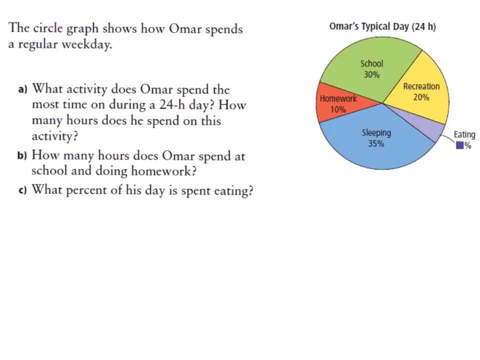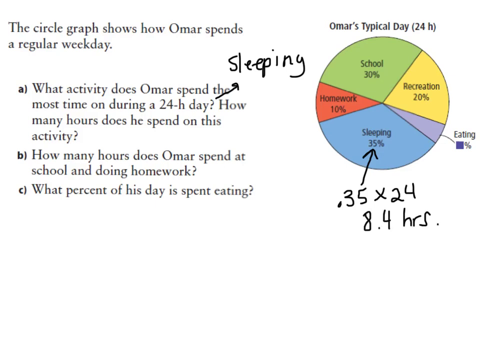Okay, now let's take a look at another circle graph. This is Omar's typical day on a 24-hour day. What activity does Omar spend the most time on during a 24-hour day? Well, looking at the circle graph, it looks like he spends most of his time sleeping. How many hours does he spend on this activity? Well, he spends 35% of his total day. So we need to calculate 35% of 24 hours. So he spends approximately 8.4 hours per day sleeping.